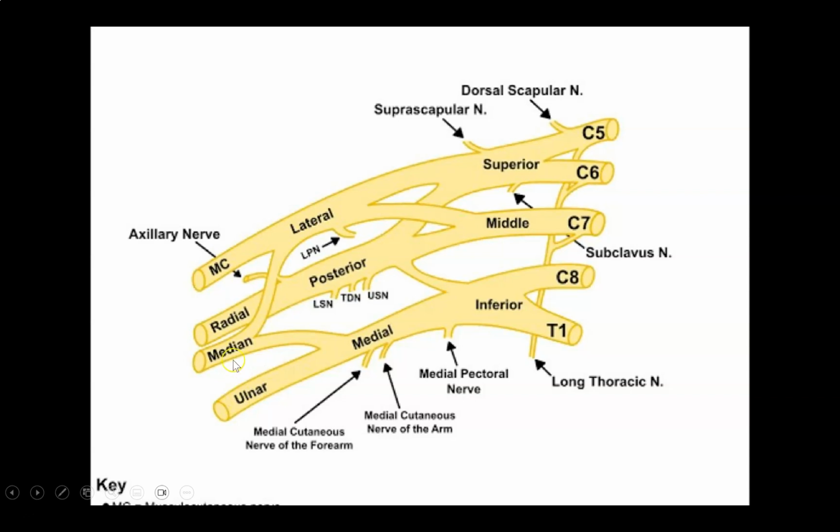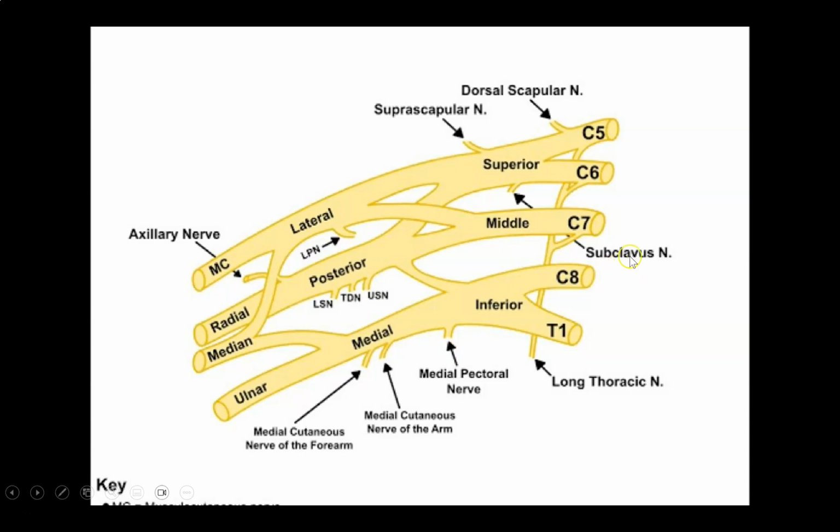Then the cords form the nerves, which spell the letter M: the median nerve, having a division from the lateral root and a division from the medial root, and medially the ulnar nerve, and laterally the musculocutaneous nerve. So this is the M.